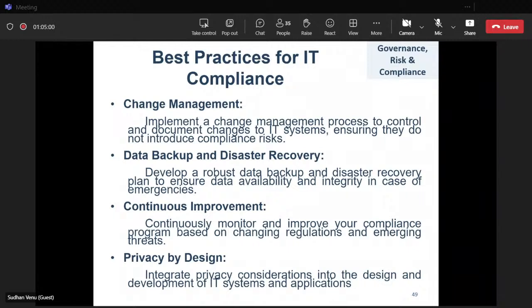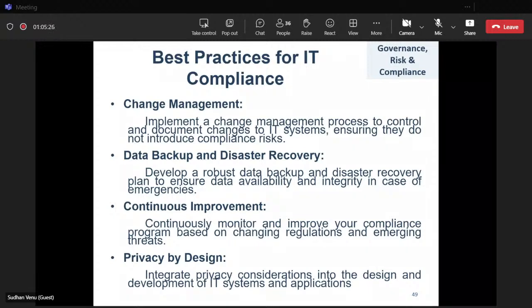And data backup and disaster recovery. As a best practice, data should be backed up, and if a disaster happens, it should be recovered easily in case of emergencies. And continuous improvement, which will help improve your compliance program based on the changing regulations and emerging threats.